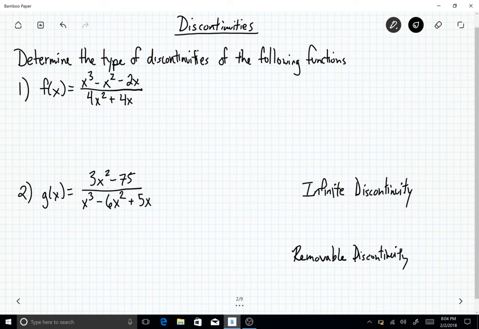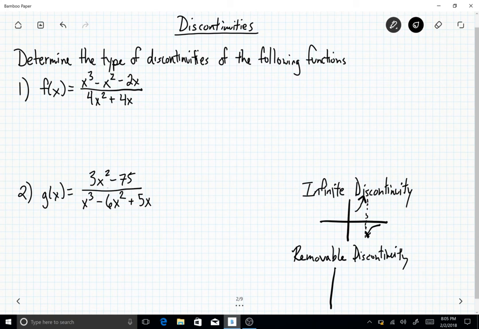So from the infinite standpoint, if you have a graph, what happens at an infinite discontinuity is you're having some form of a vertical asymptote. And so it's called an infinite discontinuity because at least on one of the sides you're going to have it approaching either positive infinity or negative infinity, or both of them approach positive infinity, or both of them approach negative infinity. So that's what happens in an infinite discontinuity case.